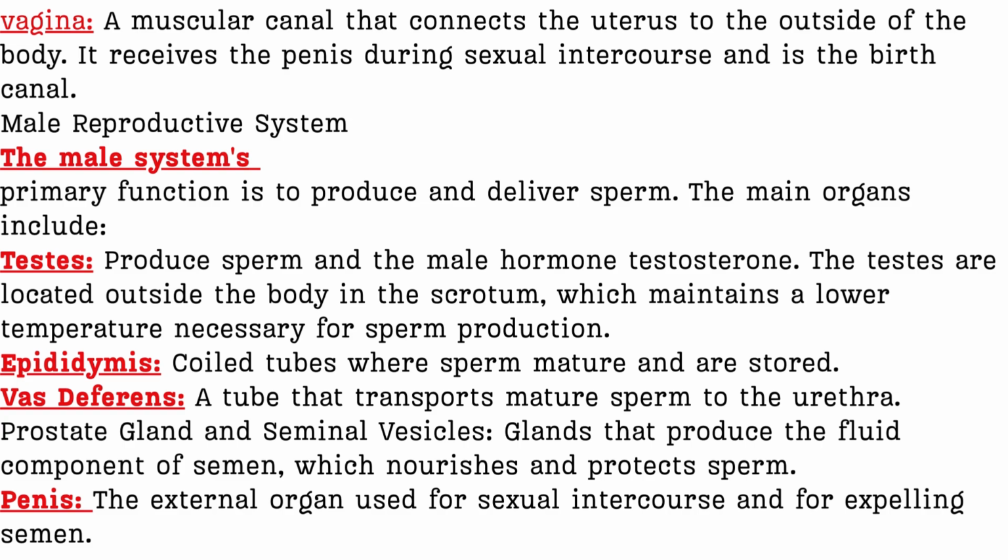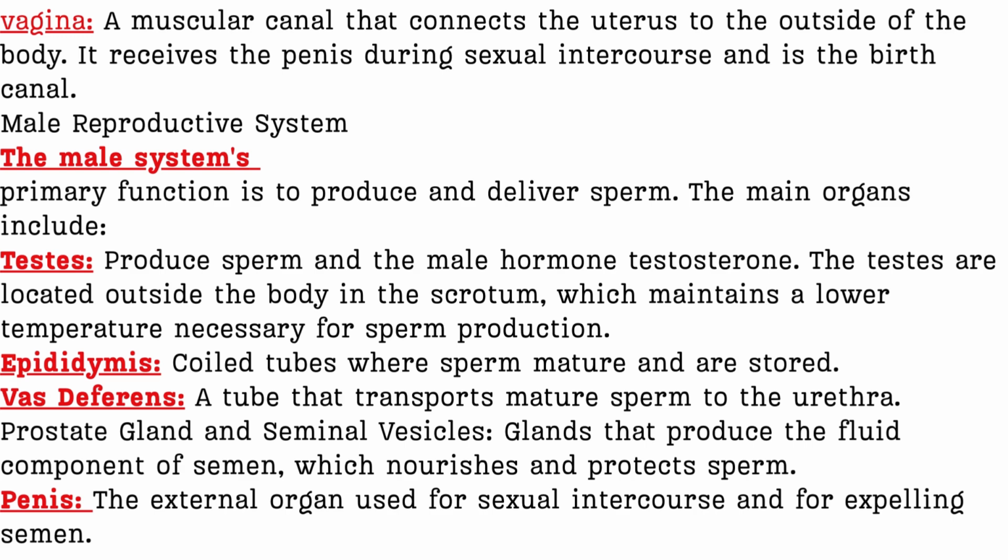Now, we'll see here the male reproductive system. The male system's primary function is to produce and deliver sperm. The main organs include the testes, epididymis, vas deferens, and the penis.